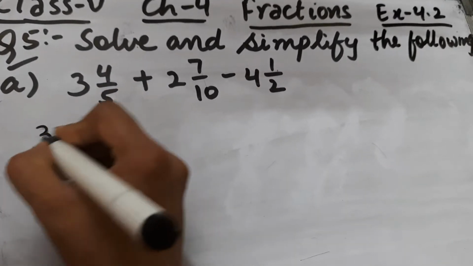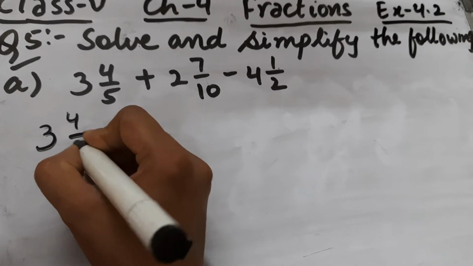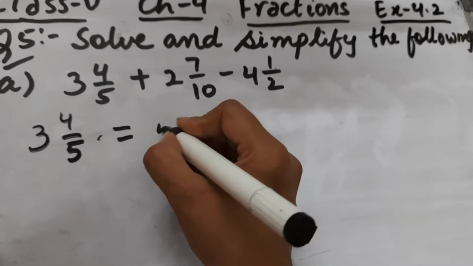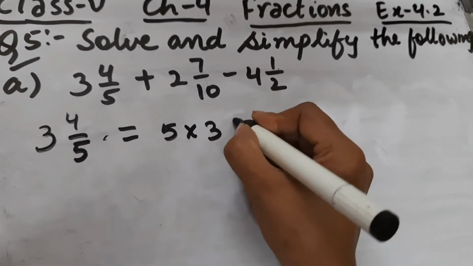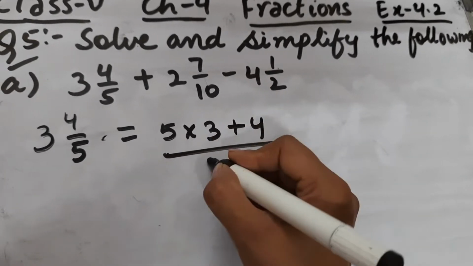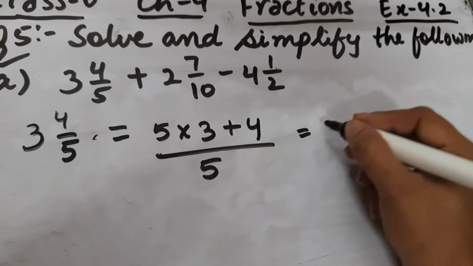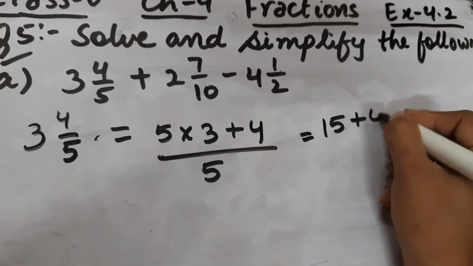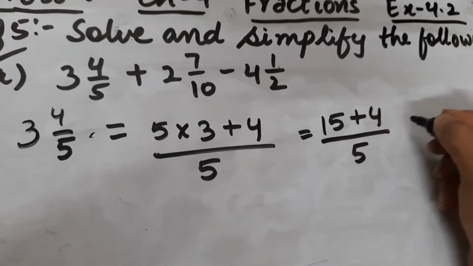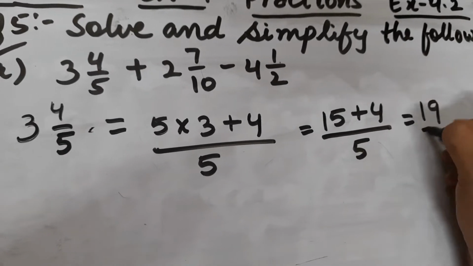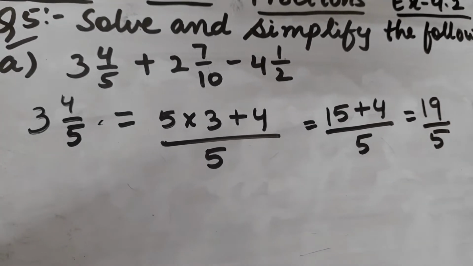First of all, we will convert the mixed fractions into improper fractions. So this will be 5 multiplied by 3 plus 4 upon 5. We multiply the denominator by the whole number part and add the numerator to it. So this will be 15 plus 4 upon 5, and 15 plus 4 is 19. So this will become 19 upon 5.